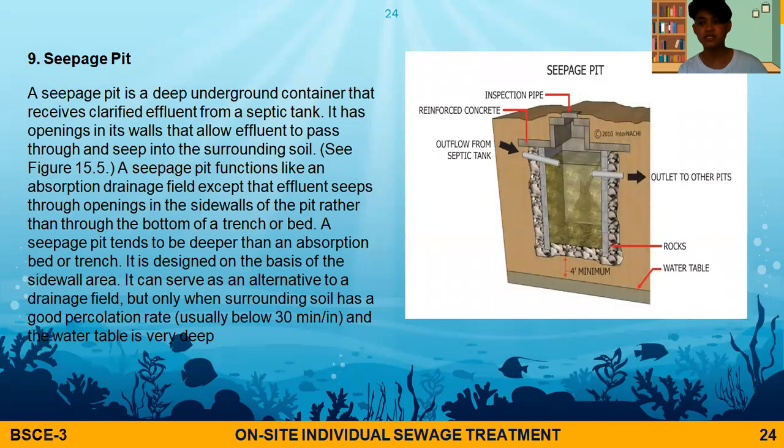Number 9 is the seepage pit. A seepage pit is a deep underground container that receives clarified effluent from a septic tank. It has openings in its walls that allow effluent to pass through and seep into the surrounding soil. A seepage pit functions like an absorption drainage field, except that effluent seeps through openings in the side wall of the pit rather than through the bottom of the trench or bed. A seepage pit tends to be deeper than an absorption bed or trench. It is designed on the basis of the sidewall area.